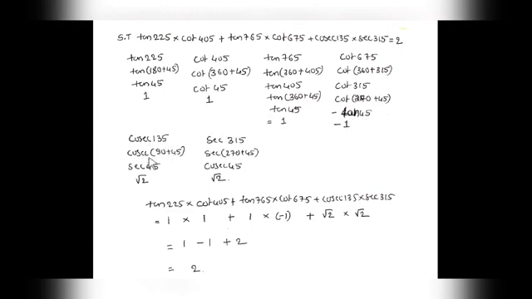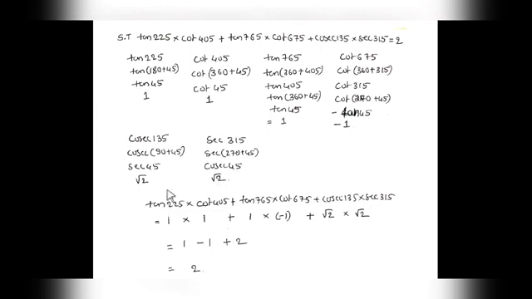Cosec 135 can be written as cosec 90 plus 45. Cosec 90 plus theta is in the second quadrant. In the second quadrant, cosec is positive, but cosec will change to sec of 45. Sec 45 value is root 2. Sec 315 can be written as sec 270 plus 45. 270 plus theta is in the fourth quadrant. In the fourth quadrant, sec is positive. Sec is going to change to cosec of 45. The value of cosec of 45 is root 2.